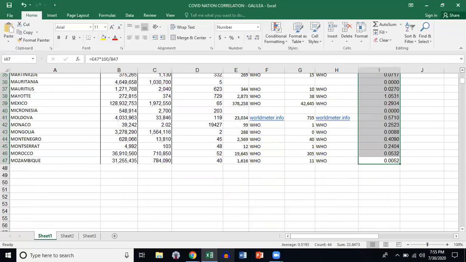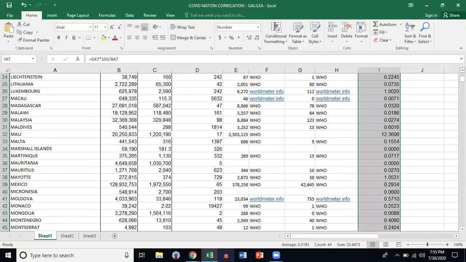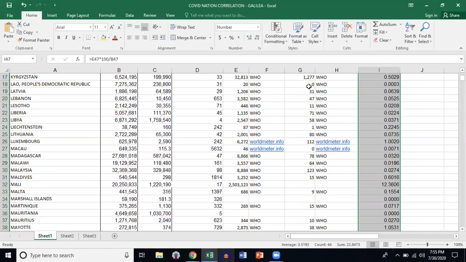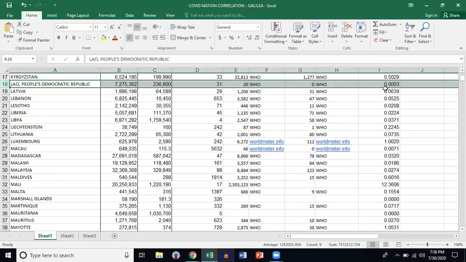Keep it highlighted and just go to Lao. There it is, Lao. Now we picked it up. Okay, and now it picked it up. It's 0.0003% of the population. So 3 ten-millésimals of the population are infected. 3 ten-millésimals. That's extremely low.